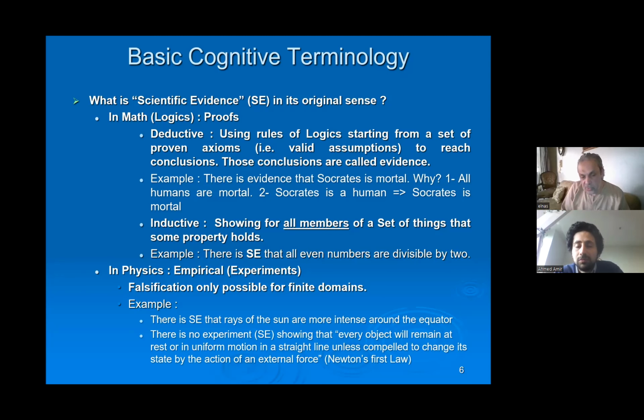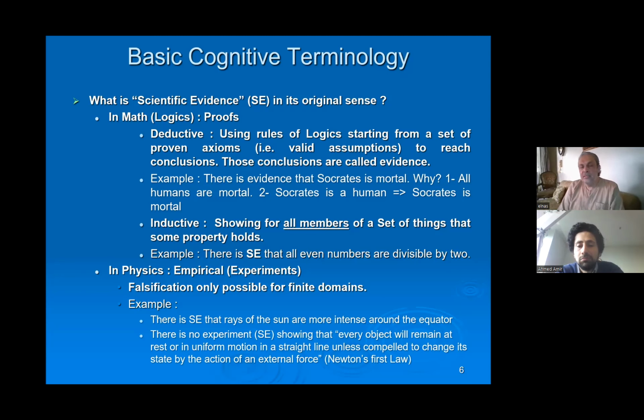While I can do the experiment to see whether the rays of the sun are more intense around the equator or not, I cannot do the experiment which shows that every object will remain at rest unless a force changes it. Why? Because to do this experiment, I need not to apply any force on the object and just leave it. And the experiment will have infinite time. I will stay for infinity until I know whether it will change its velocity or direction. And this is evidently impossible. So there is no scientific evidence showing that every object will remain at rest.